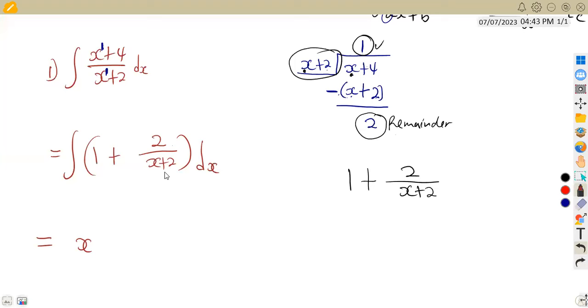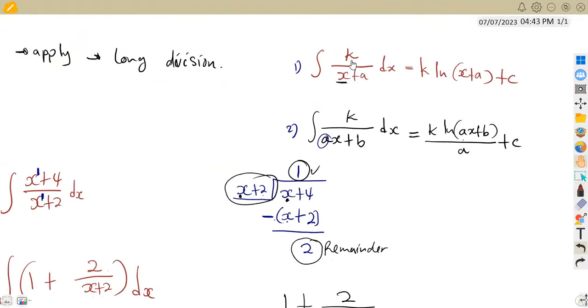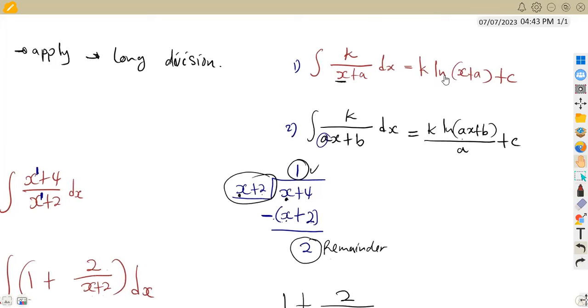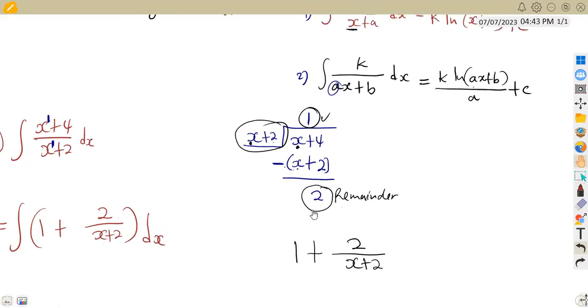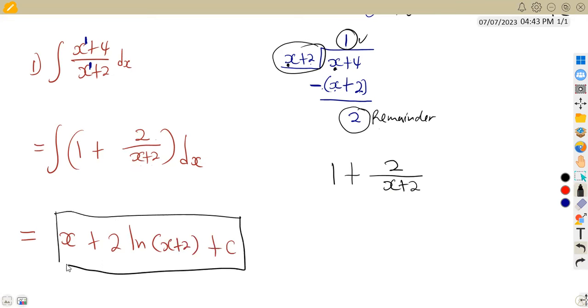Then 2 over x plus 2, we are back to the part that I was explaining: the integral of k over x plus a is k ln of x plus a. So our k is represented by 2. So this is going to be 2 ln of x plus 2. So our answer is x plus 2 ln of x plus 2, plus the constant of integration. Don't forget to add the constant of integration. So this is what you are going to obtain.